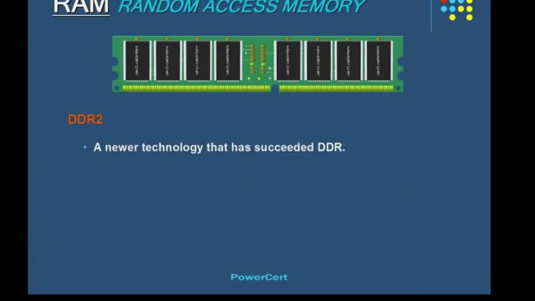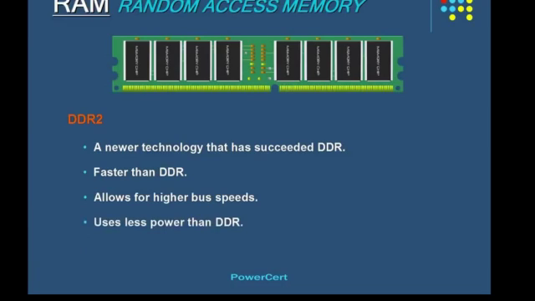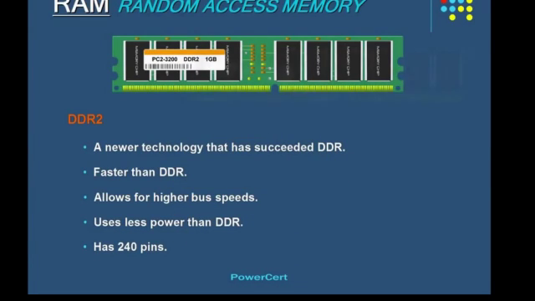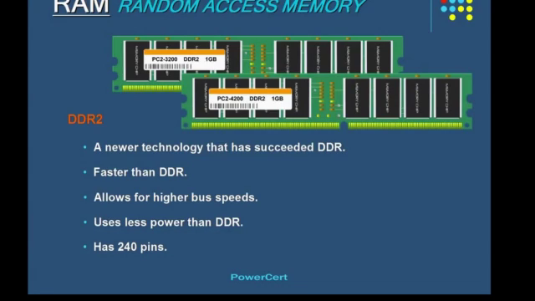A new technology that has succeeded DDR is DDR2. DDR2 is faster than DDR because it allows for higher bus speeds, and it also uses less power than DDR. A DDR2 DIMM has 240 pins compared to 184 pins on DDR. Some examples of DDR2 are PC2 3200 and PC2 4200.